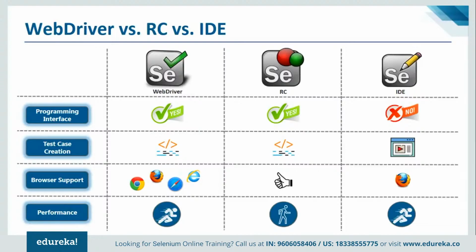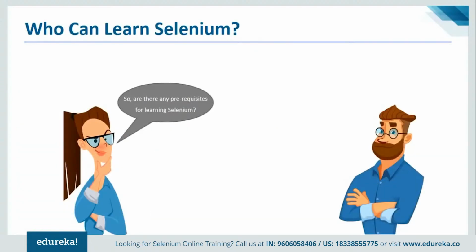So that's the problem with IDE. And performance wise, WebDriver is fast, RC is slow for the reason I told you earlier, because of the same origin policy, and IDE is also fast. Right away you can record your test and execute it. So that's the comparison of the different tools in Selenium, right? They are called the Selenium suite of tools. These three that you see here and Grid, these four together form the Selenium suite of tools.